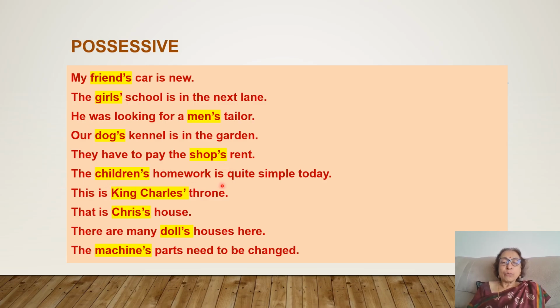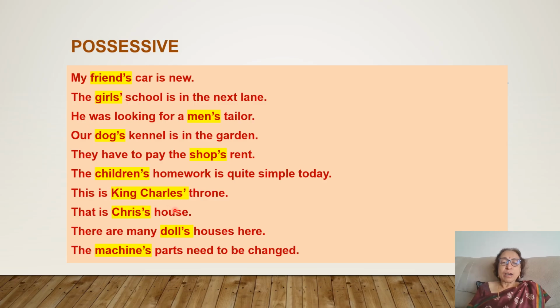The children's homework today is quite simple. The children's homework is quite simple today. So you have homework, the noun is already there, but the kind of homework is the homework of whom? The children's. So children, already plural, apostrophe S.